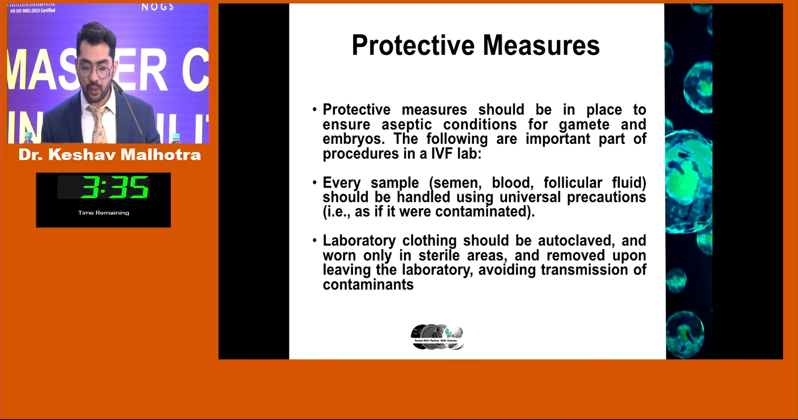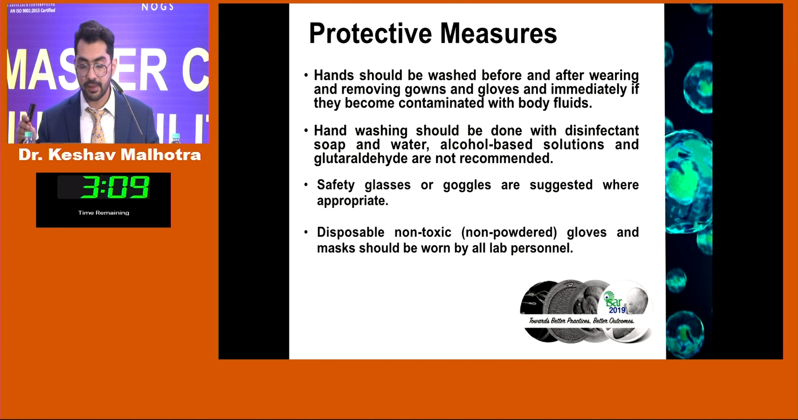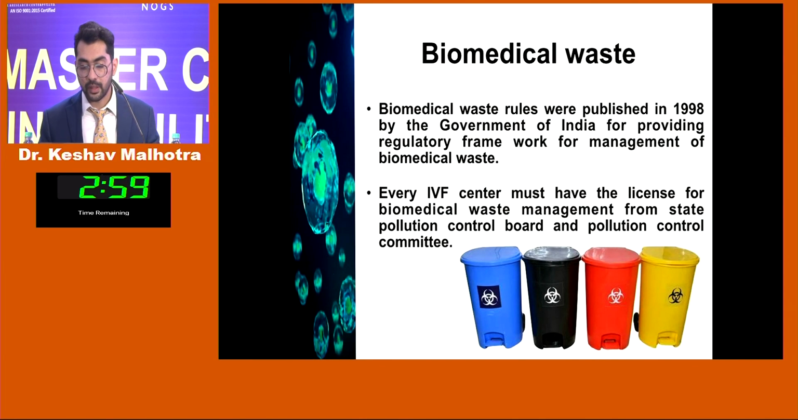Again, protective measures: always treat any fluid which is coming into your lab as infected. So taking universal precautions is something which is mandatory, even if you're doing just IUI. Lab clothing should be, again, autoclaved. Always change into lab clothing and then only enter into an IUI processing unit. Don't keep the centrifuge in your OPDs and just prepare the sample in your OPDs. Always have a separate room which is sterile for all of these processes. Hand washing is one of the most important factors here, because that's something that prevents infection. That's the most effective in preventing infection, and that's something that we all should really follow.